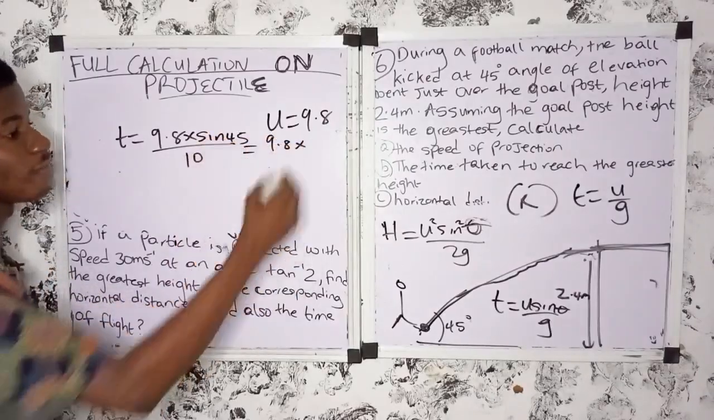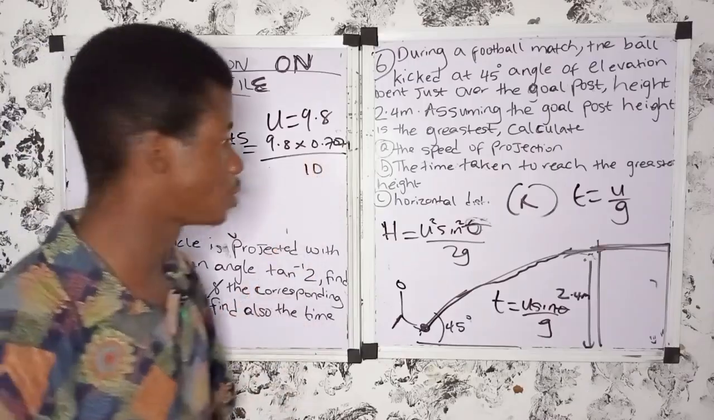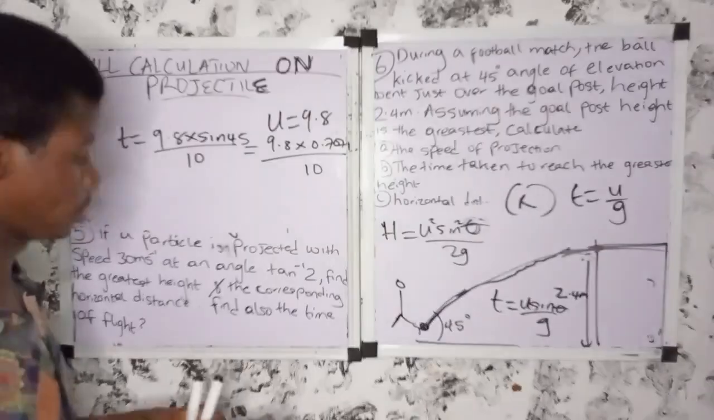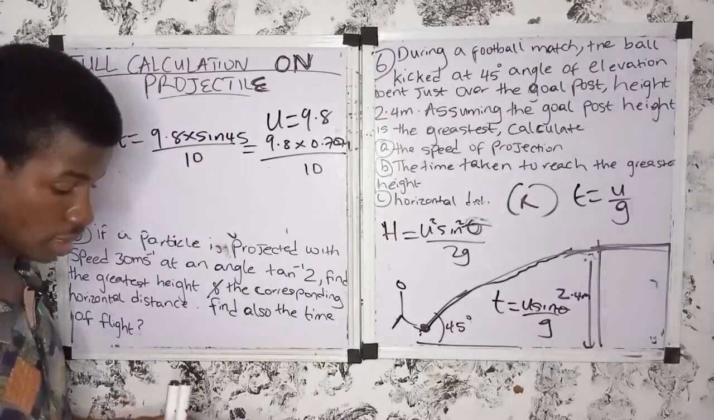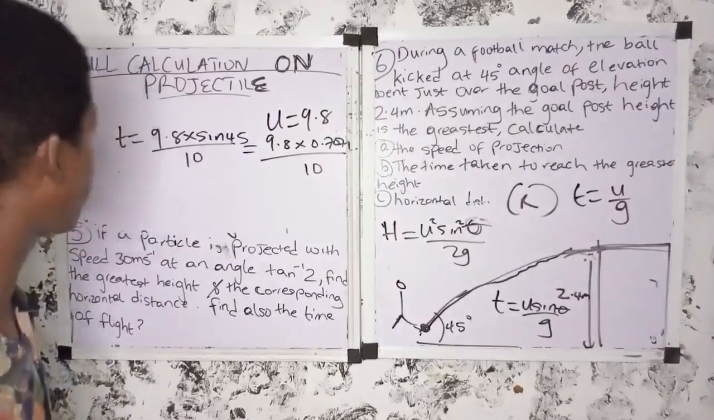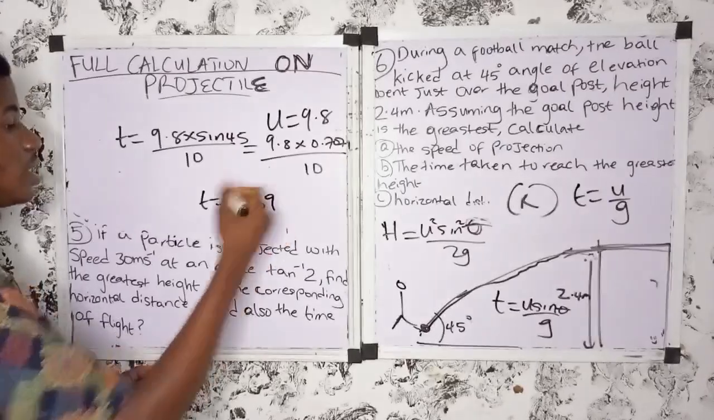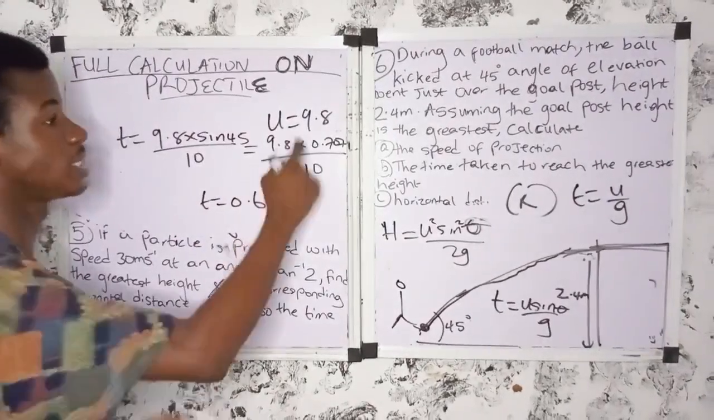So it equals 9.8 times sine 45, which is 0.7071, then divided by 10. When we do it, we get our time to be 0.69. So the time is 0.69, the velocity is 9.8.